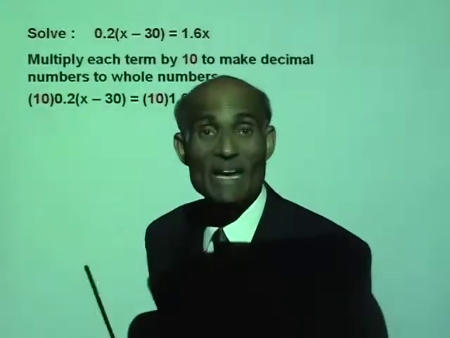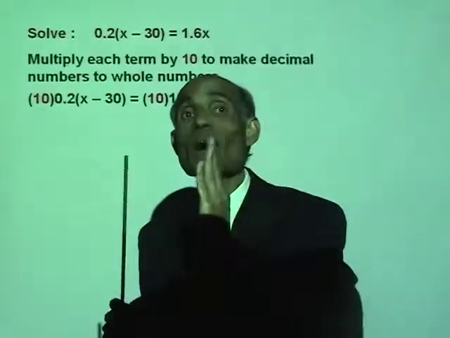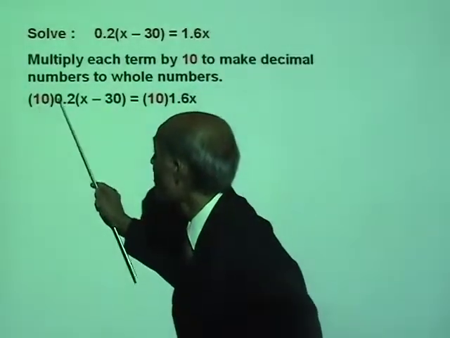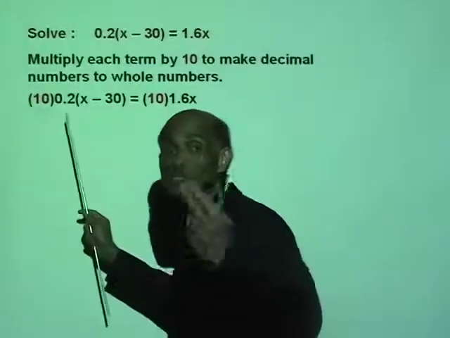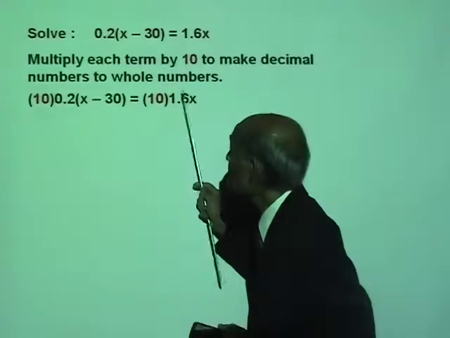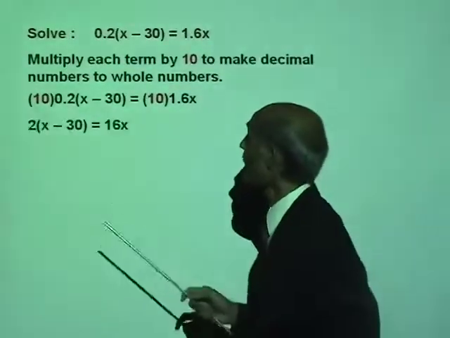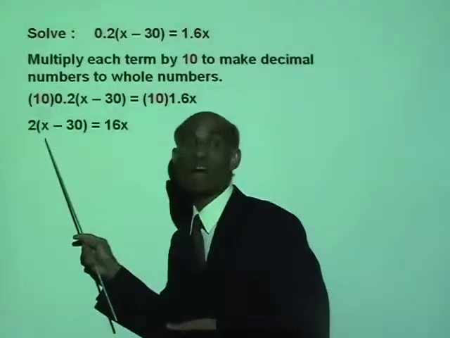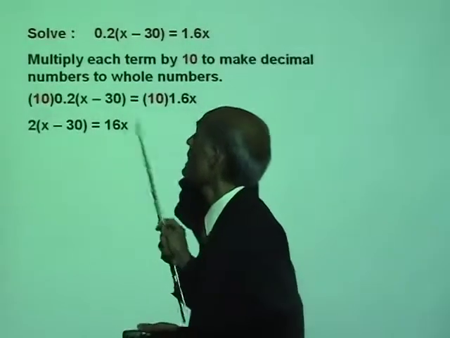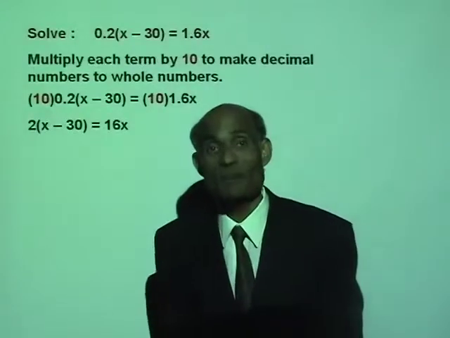When you multiply a decimal number by 10, the decimal will move one place to the right. So 10 multiplied by 0.2 will be 2. And 10 multiplied by 1.6 will be what? 16. The decimal will move one place to the right. The equation now becomes 2 times (x minus 30) equal to 16x. Isn't that simpler to work with now?